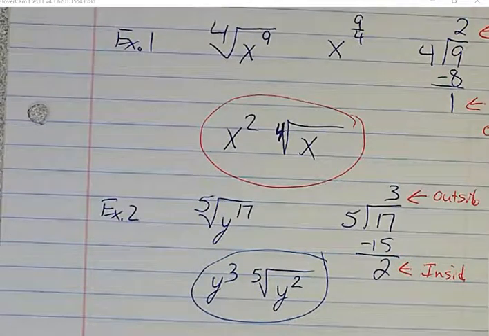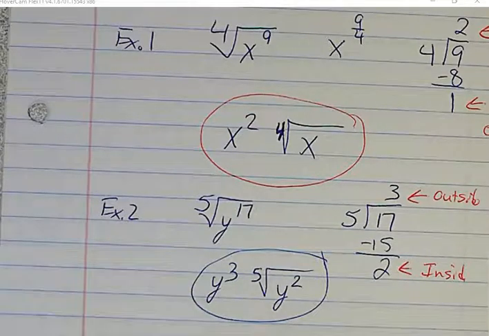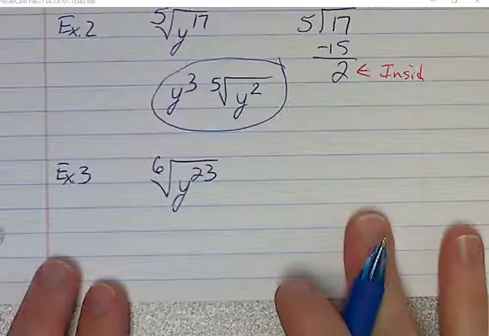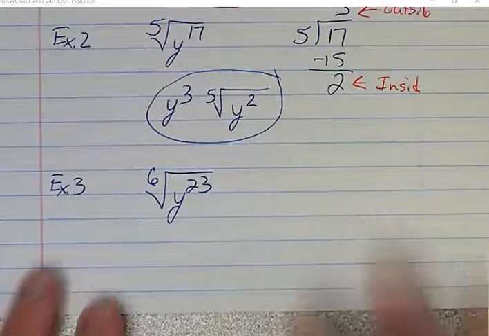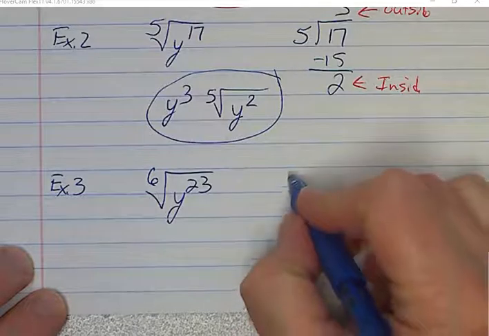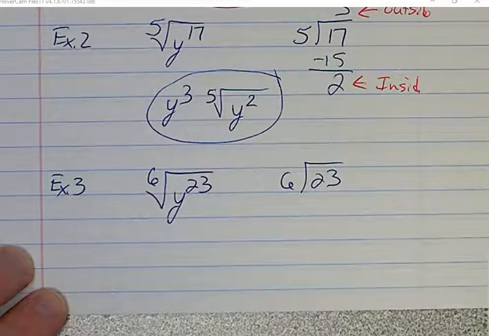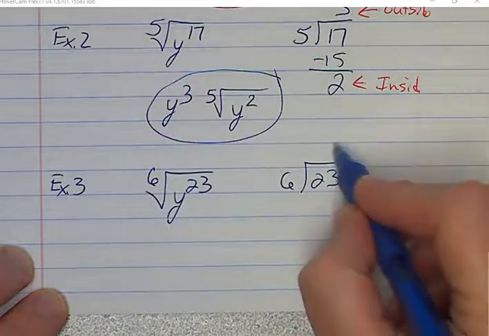All right, example 3. Let's go with the 6th root of y to the 23rd. Oops, sorry. All right, so just divide it. We're going to take 6 and divide it into 23. 6 goes into 23 3 times.